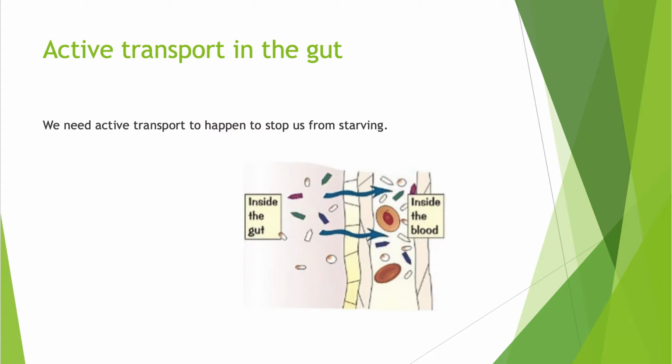Next, active transport in the gut. So we need active transport to help us from starving. So it helps us stop starving. So it happens inside the gut, and it does get the nutrients from the blood. So active transport allows the nutrients to be taken into the blood.